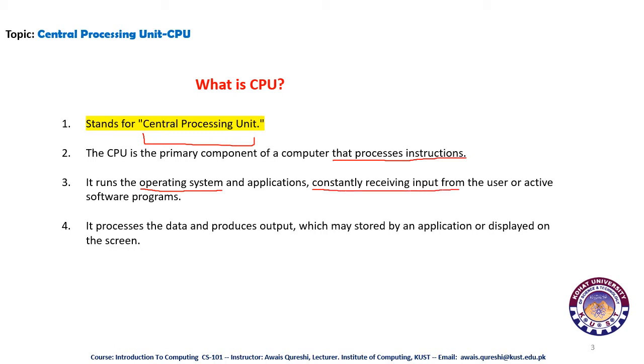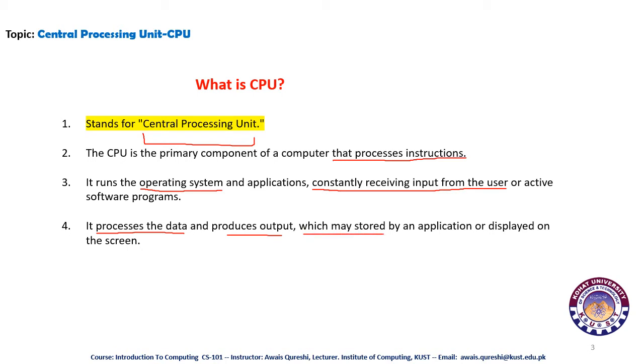This is the main job of the CPU, and it constantly receives input from the user. This is the second part of its job, that it constantly receives input from the user or active software programs. And the fourth point is it processes the data and produces output. This is also its job, that it processes the data and then produces an output which is visible to the user, either in soft form or in hard form, which may be stored by an application or displayed on the screen.